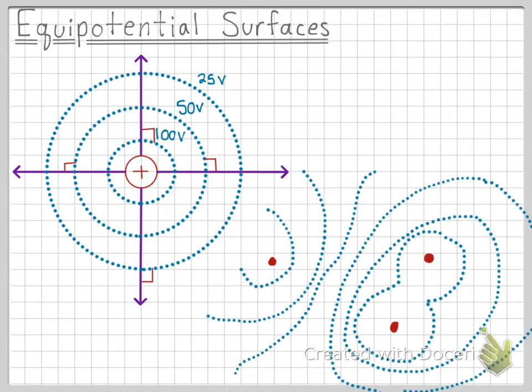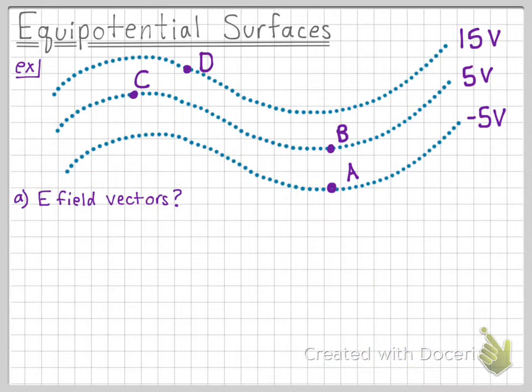Equipotential surfaces can also not be as uniform and pretty shapes like we've seen in these last 2 examples. So if we have a few scattered charges here, the equipotential surfaces can become oblong shapes. They can also have voltage levels that are not necessarily nice numbers either. So let's do an example.